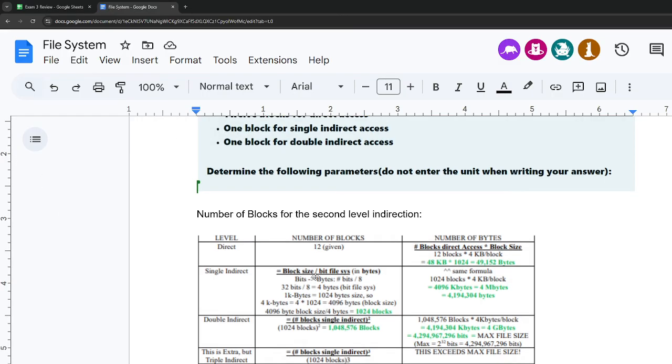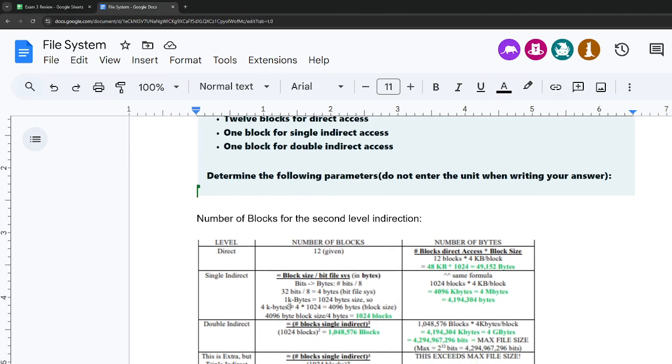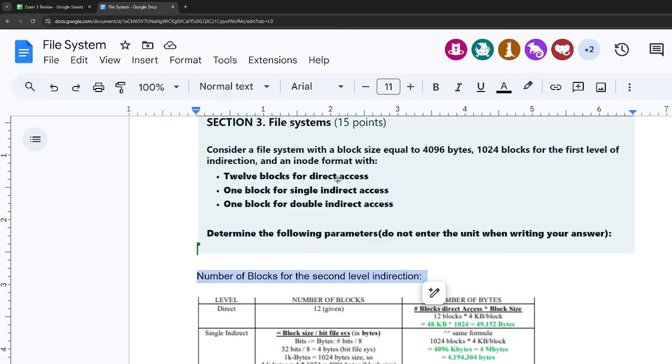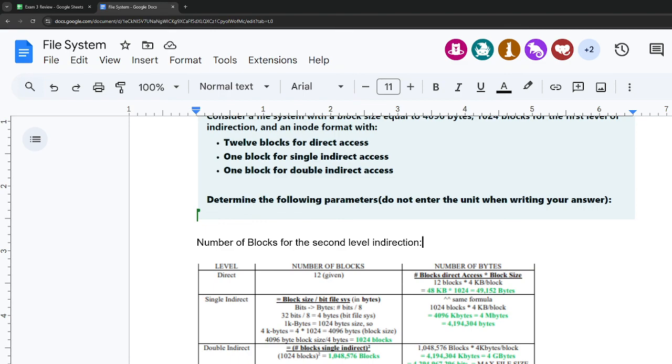All right, awesome. For this, you want to have this formula on your cheat sheet. This will be super helpful. We want to figure out the number of blocks for the second level of indirection. Basically, the second level of indirection is double indirect, and we already know the single indirect block count.